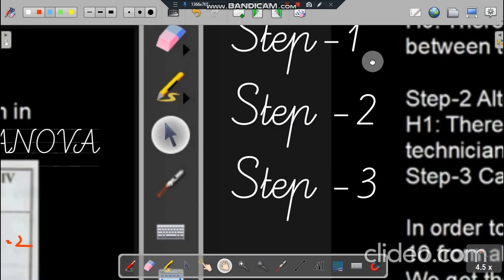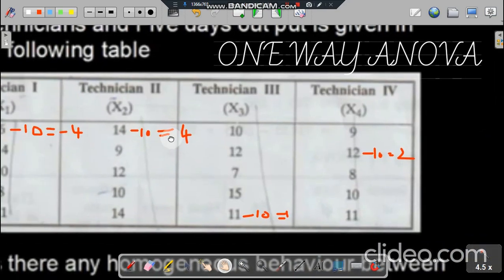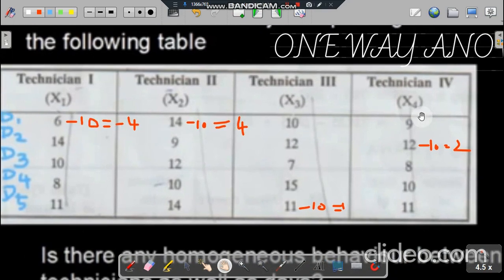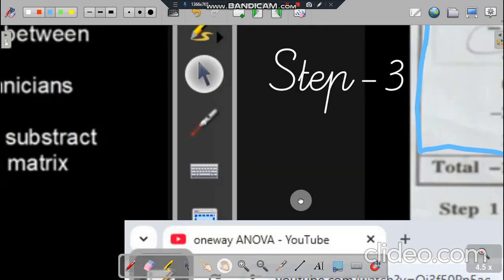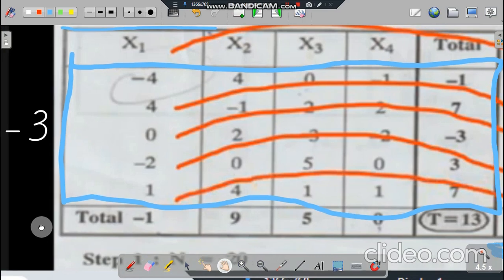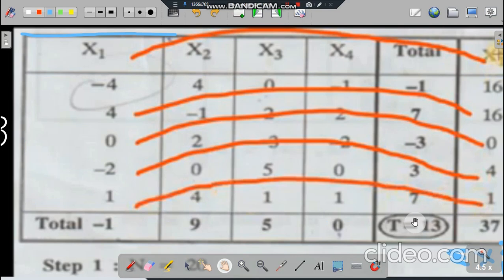This is the problem table given to us, and we are subtracting 10, and we will get this particular table. Look at that. This is the particular table you will get, the blue bordered box. That's what we'll get. Now this is what we have.